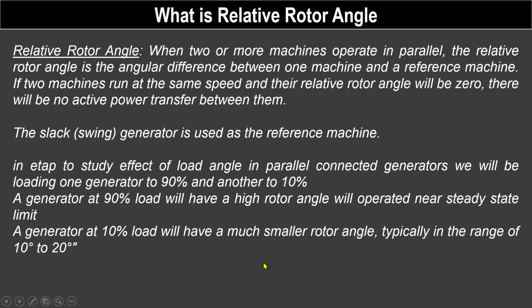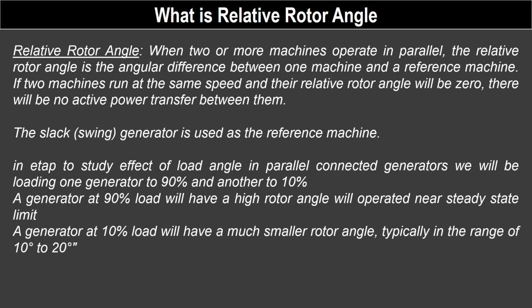So in ETAP, we are loading the two generators unbalanced. We are putting 90% of the load on one generator and 10% on the other. The generator with 90% load will have a rotor angle near the steady state limit, that is 90 degrees, and the generator with 10% load will have a rotor angle within the range of 10 to 20 degrees. So in ETAP simulation, we can study the effect of this rotor angle on the parallel connected generators.